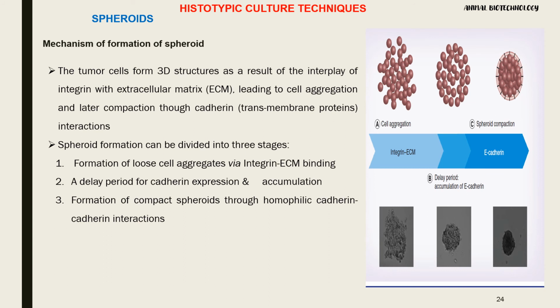The process of spheroid formation can be divided into three stages. First, formation of loose cell aggregates because of integrin extracellular matrix binding, Figure A. This is followed by a delay period. During this phase, cadherin expression and accumulation occurs. In the third stage, the cadherins interact with each other and form compact spheroids, as seen in figure C.